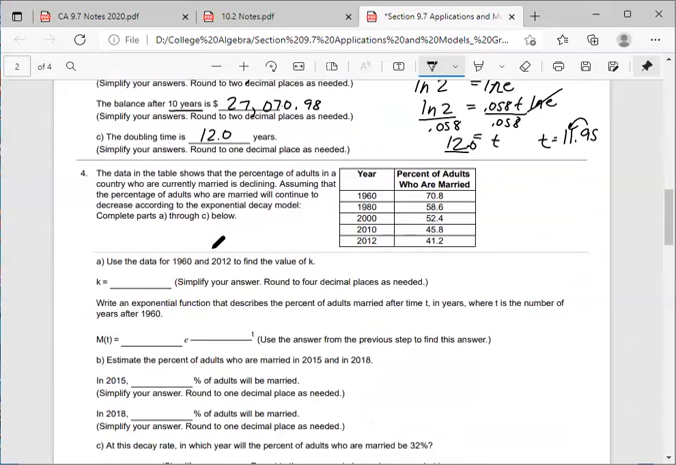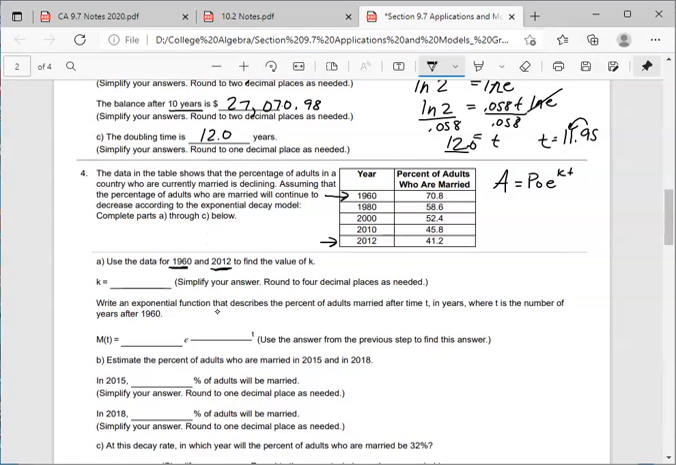Okay, the data in the table shows the percentage of adults in the country who are currently married as declining, assuming that the percentage of adults who are married will continue to decrease according to the exponential decay model. Complete these parts. So the first thing they want us to do is to use the data from 1960 to 2012. So we are talking about this to this. We're always working with this formula: A is equal to P sub 0 times E to the KT. That's the formula we're using.